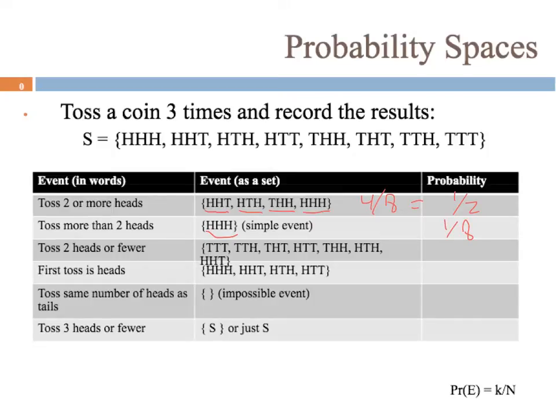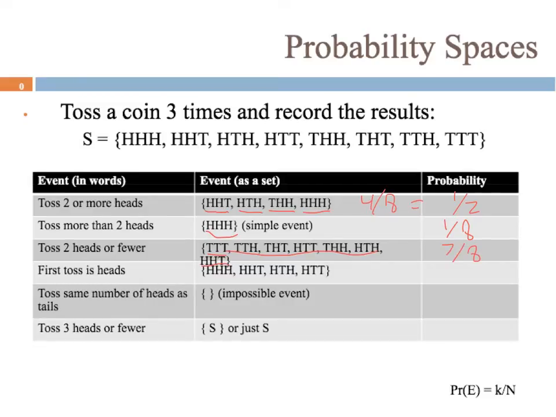Toss 2 heads or fewer. Well, the only way that's not going to happen is if we do heads, heads, heads. So it's all 7 of these. So that would just be 7 out of 8.